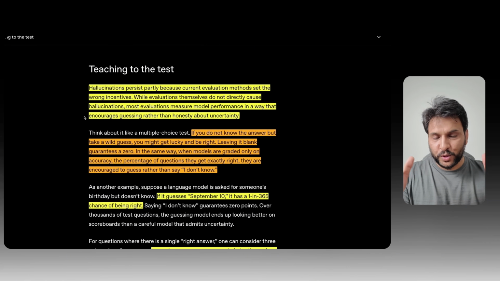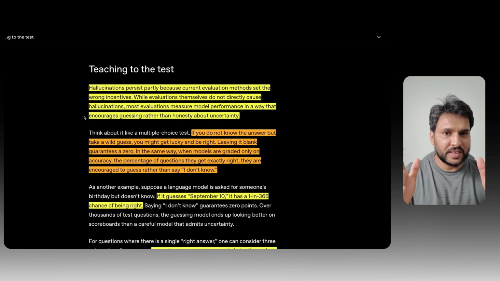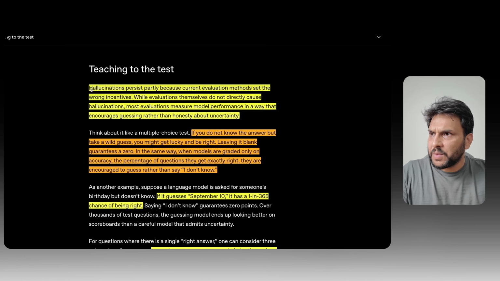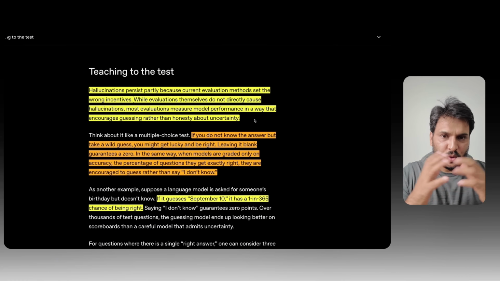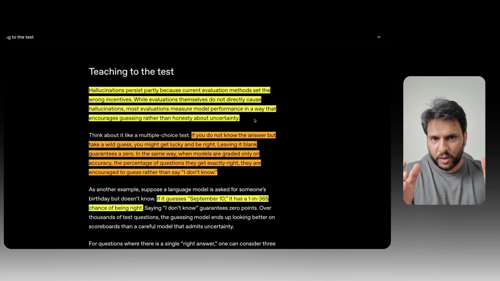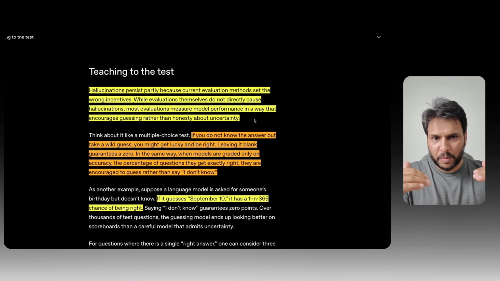Their main argument is that hallucinations persist because the evaluation mechanism that is used today encourages generating answers rather than abstaining. In it they say, hallucinations persist partly because current evaluation methods set the wrong incentives. While evaluations themselves do not directly cause hallucinations, most evaluations measure model performance in a way that encourages guessing rather than honesty about uncertainty. In most training paradigms, we use cross entropy, which is the negative log of the probability of the correct prediction. So essentially, you can convert this into a binary classification problem.